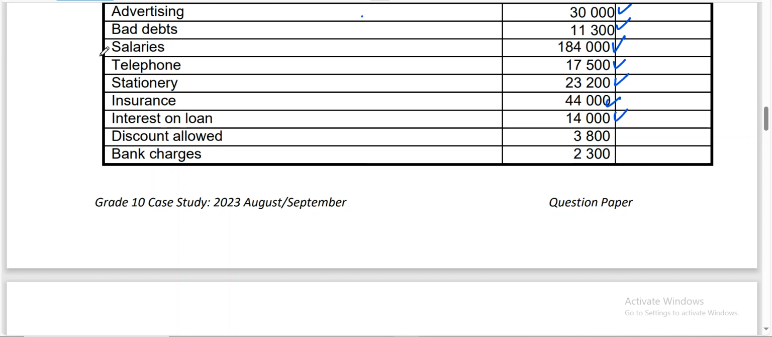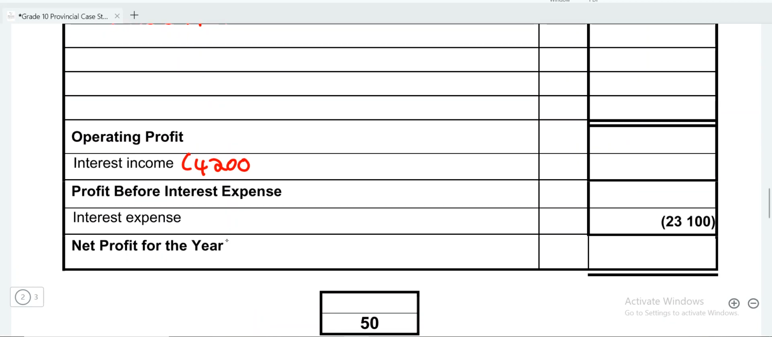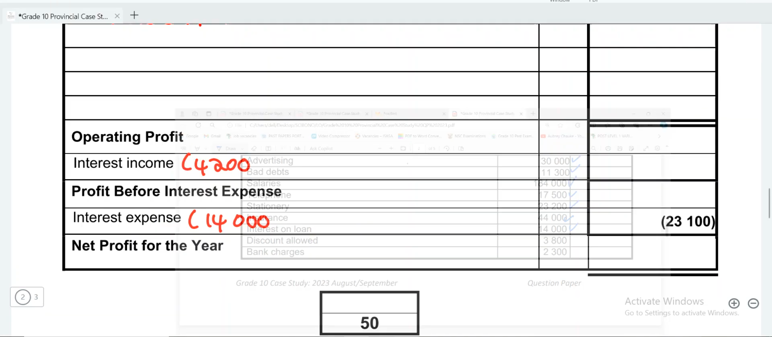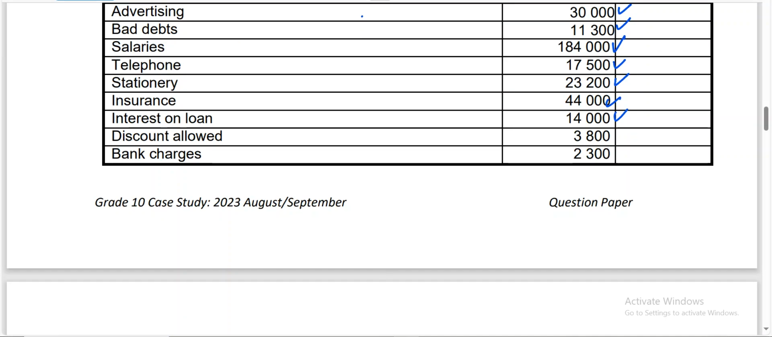Interest on loan, remember, is a finance cost, so we'll come here and say under interest expense we have 14,000. Okay, and then from there we can move to the next one. We have discount allowed 3,800. So I'll enter it under operating expenses. We'll have discount allowed, and then our answer is 3,800. Okay, and then once we are done with this, we will proceed with the information.